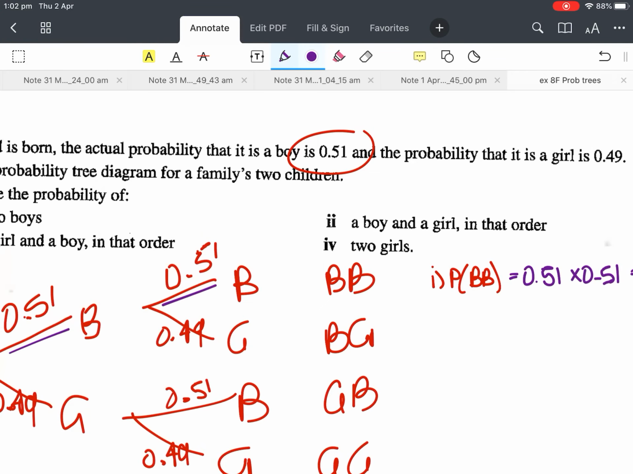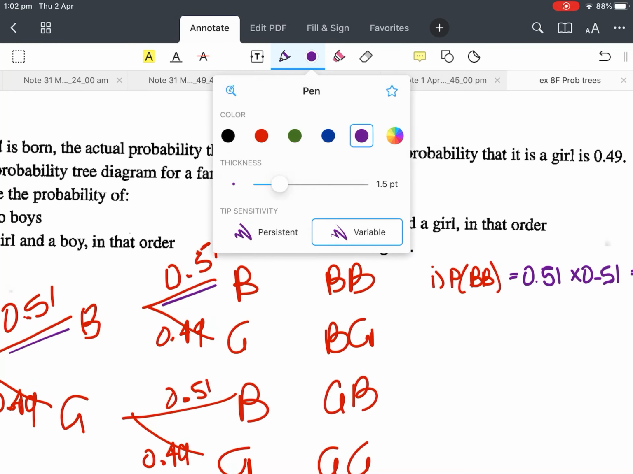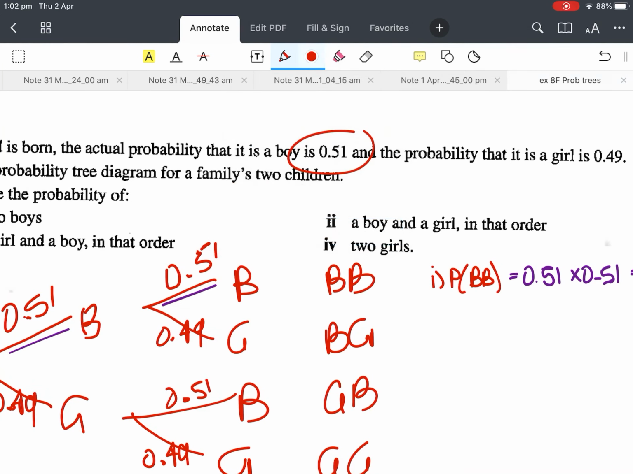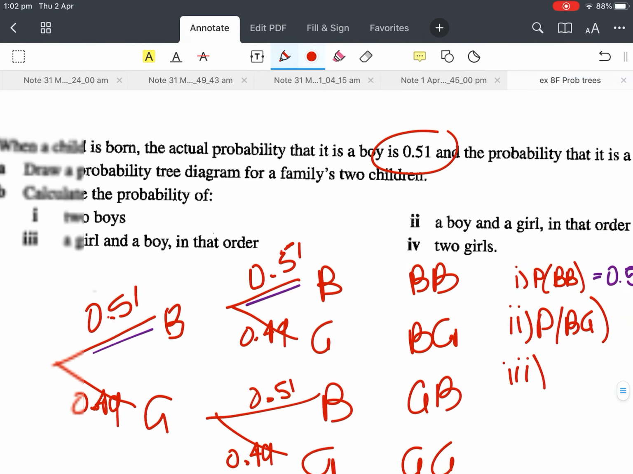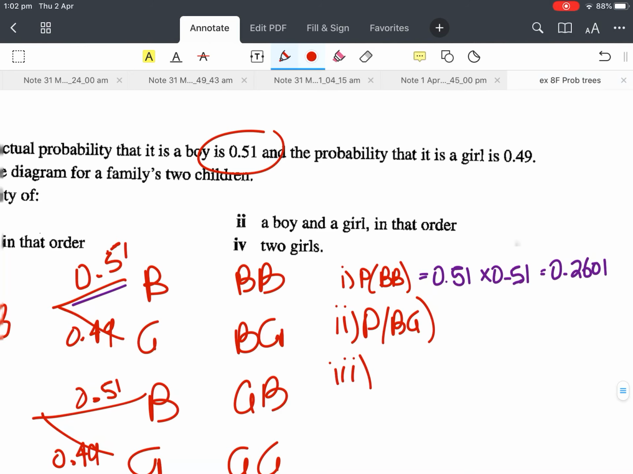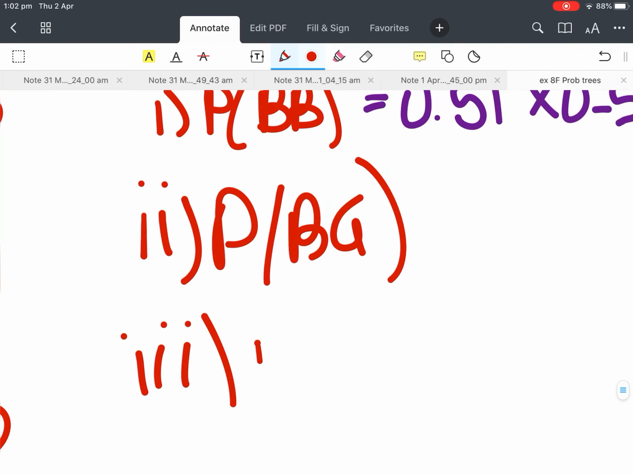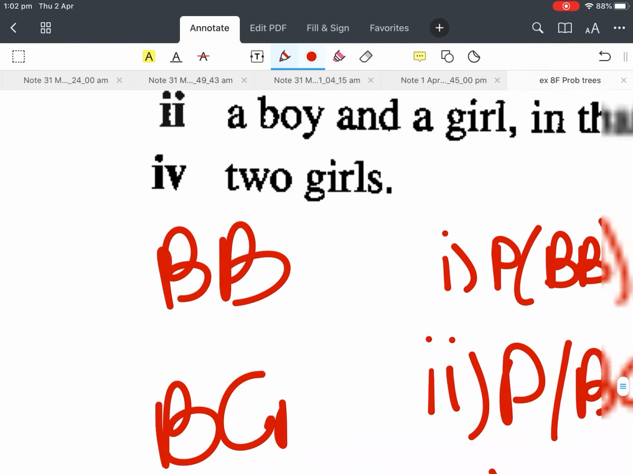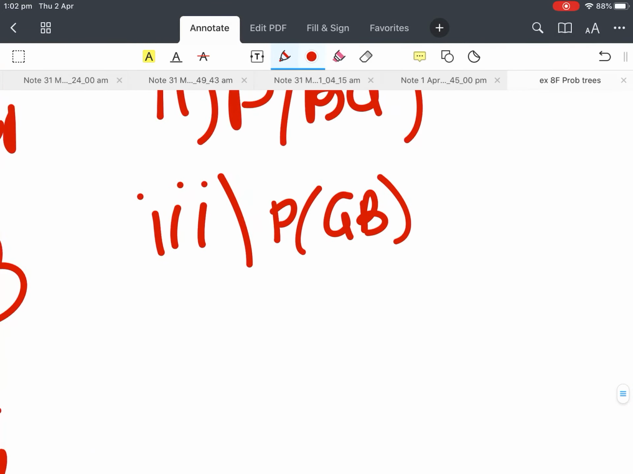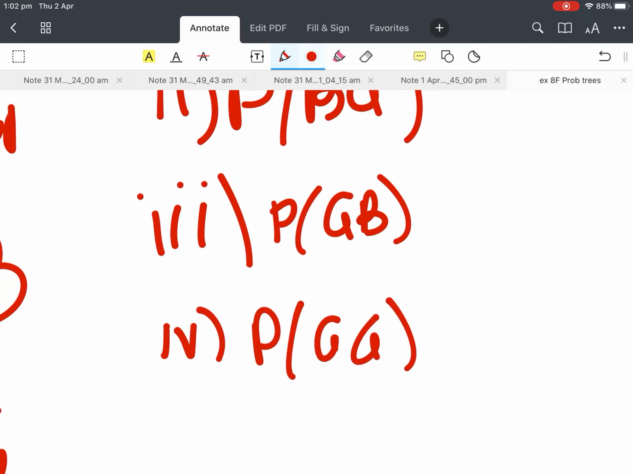Alright, next one, part 2 wants a boy and a girl. Alright, so I'm just going to write out all the questions. Probability of a boy and a girl in that order. Part 3 wants a girl and a boy in that order. And part 4 wants 2 girls. So I'll just write that down.